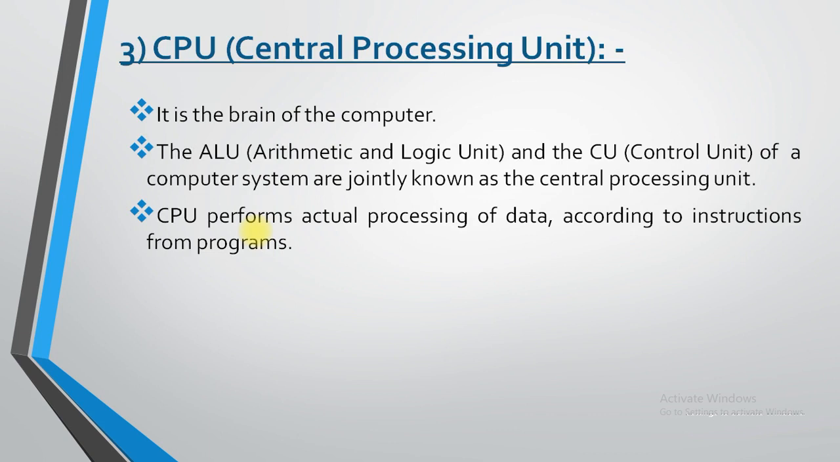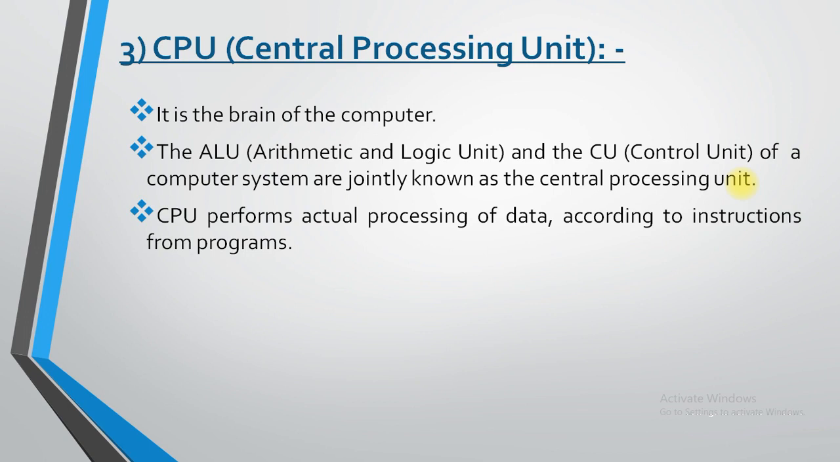The third is called CPU. CPU means the central processing unit, that is the brain of the computer, and CPU is divided into two parts: ALU and CU. ALU means arithmetic and logical unit, and CU means control unit. So both are jointly known as the central processing unit, or you can also write that the central processing unit is divided into two parts, that is ALU and CU, and CPU is the brain of the computer.